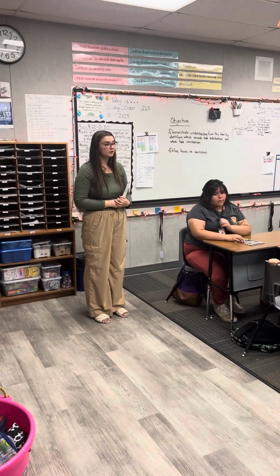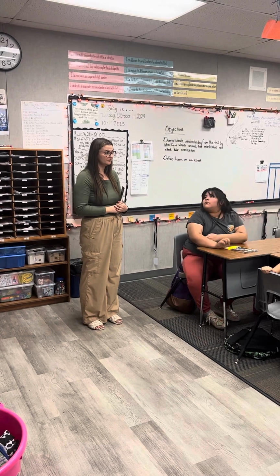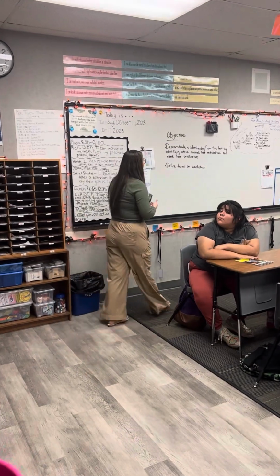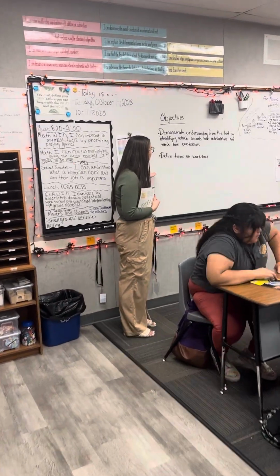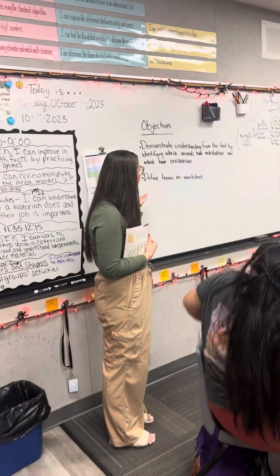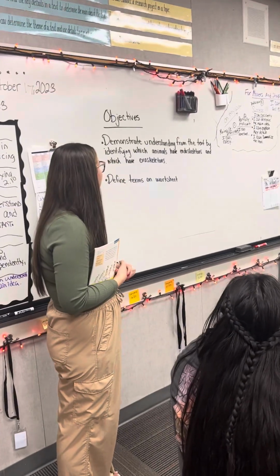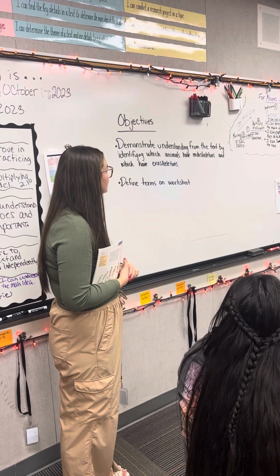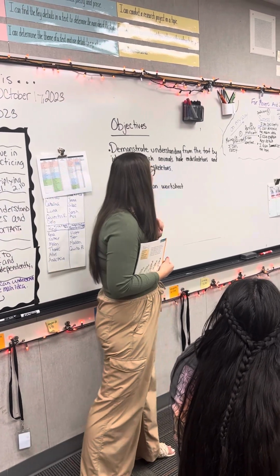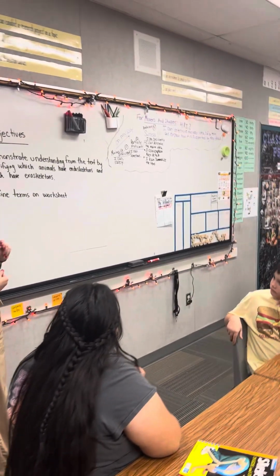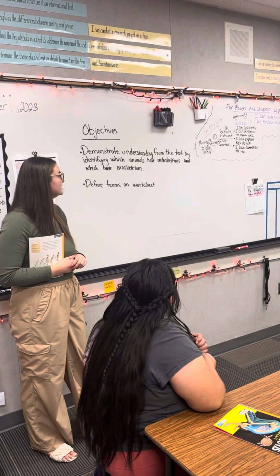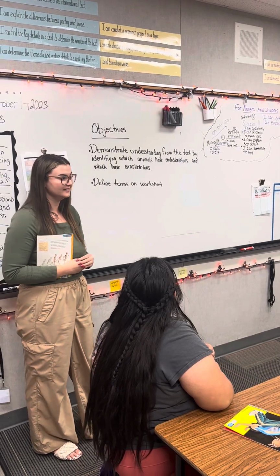Okay, so we're gonna be doing a little review of what you were working on before fall break. So our objectives today are to demonstrate understanding from the text by identifying which animals have endoskeletons and which have exoskeletons. And then we're also going to be defining the terms on a worksheet at the end.